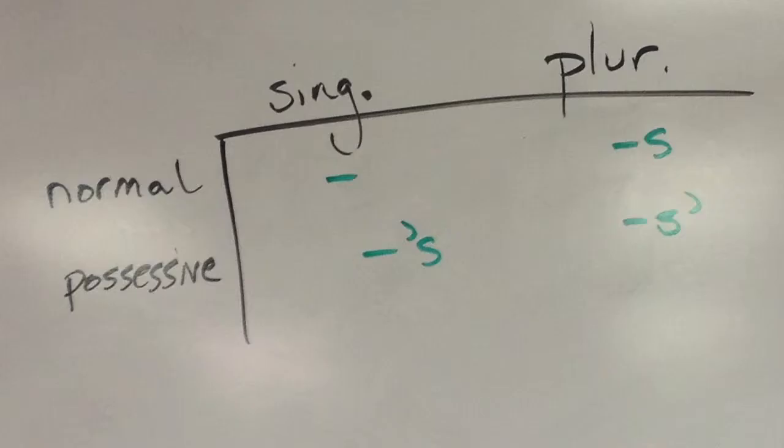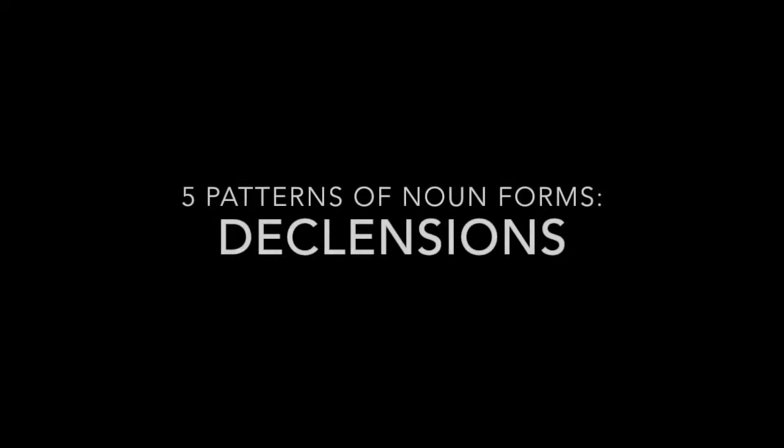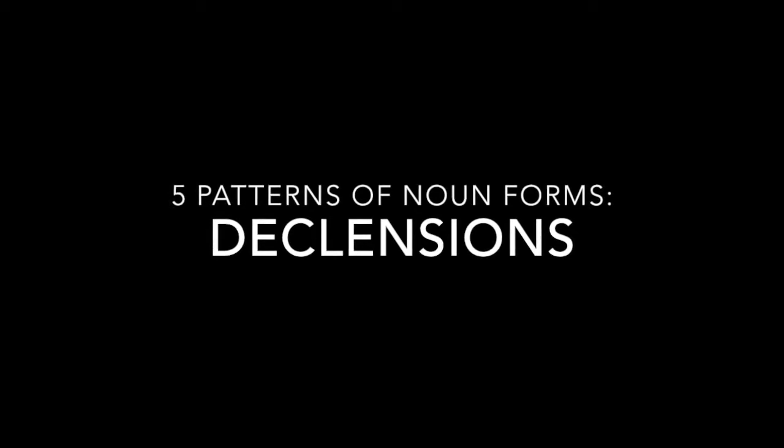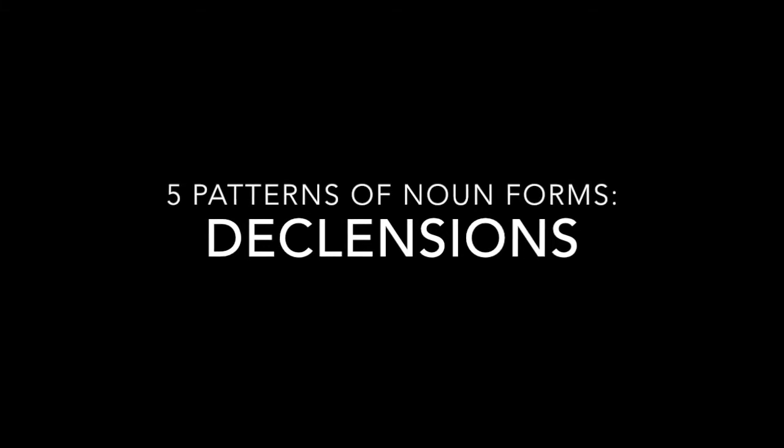Now, just as we made a table of the English nouns, singular and plural, in a way that we could predict their forms with nominative on top and possessive on the bottom, we can make similar tables for Latin nouns. Now, there are 5 different patterns of noun forms in Latin, and we call each pattern a declension. Write that down. A declension is a predictable pattern of noun forms in Latin and in other languages. Latin has 5 different declensions or patterns of noun forms, and today we'll be just studying the nouns of the first declension.